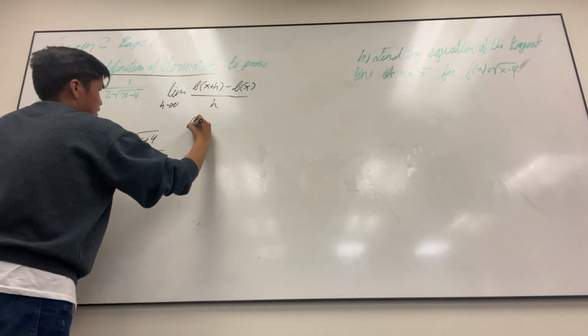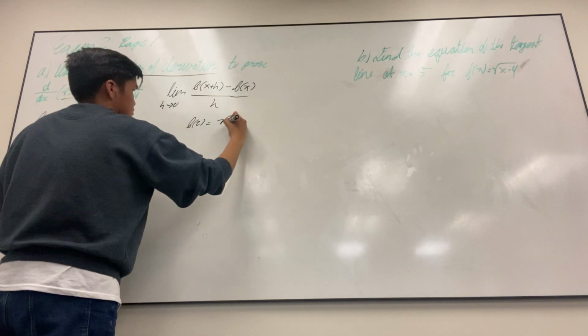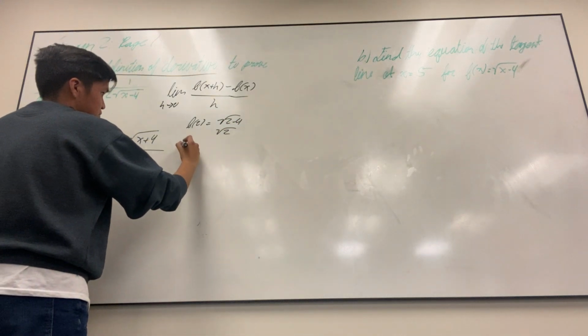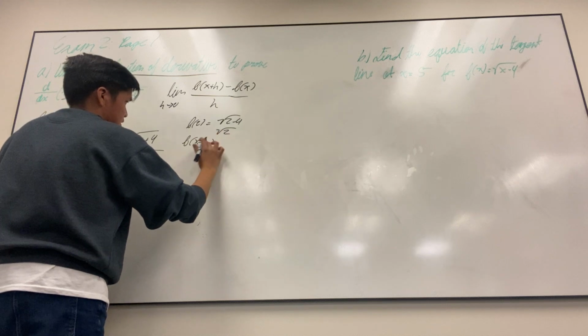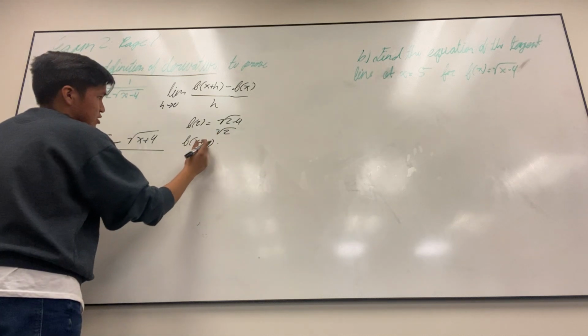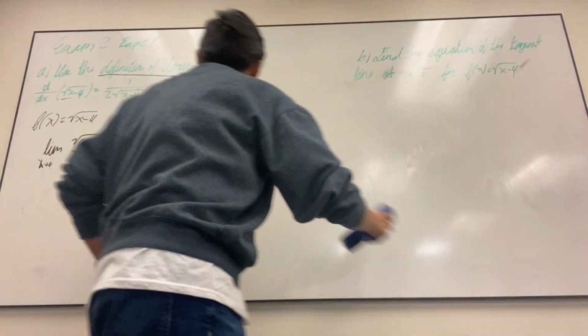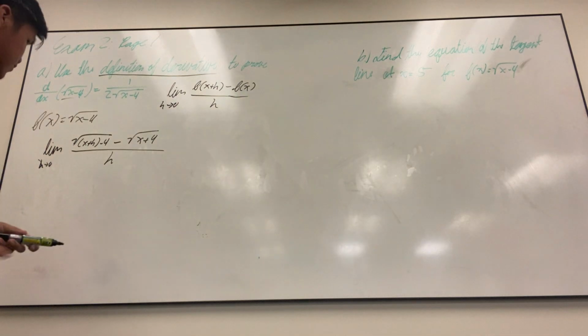So if you have f of 2, that would be square root of 2 minus 4. So in this case, we put f of x plus h. We plug this value, x plus h, into any x value of the original function. That's why we have square root of x plus h minus 4.